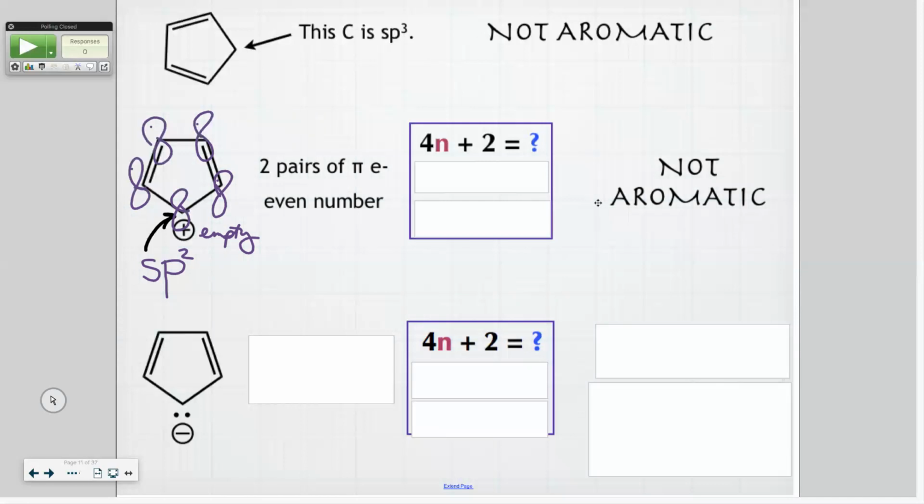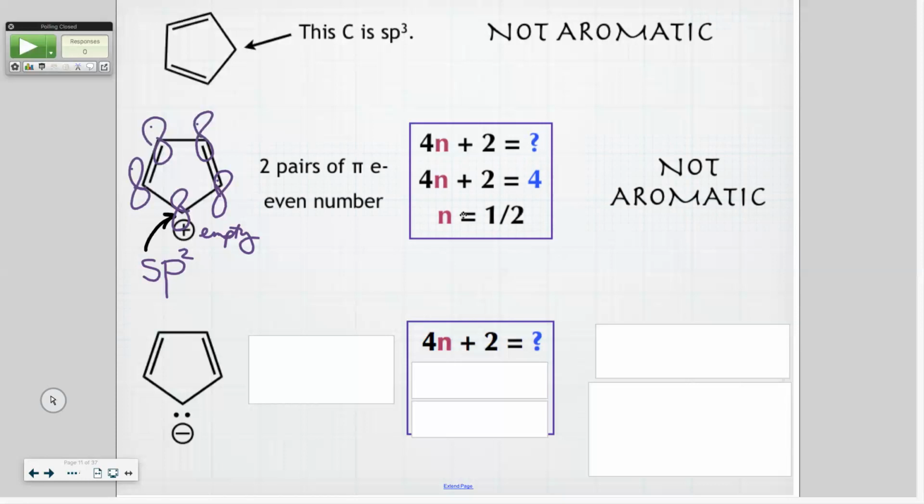So okay. 4n plus 2 is the number of pi electrons. So if you were going to do Huckel's rule, 4n plus 2 would equal what for this compound? 4n plus 2 equals 4. Okay, so what's n? What's n? Okay, what's 4 minus 2? 2 divided by 4 is a half. Okay. Is that an integer? No.